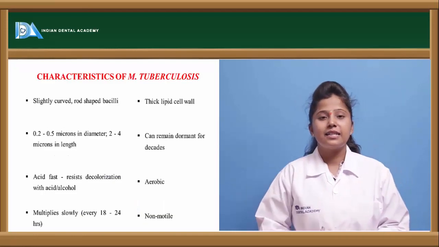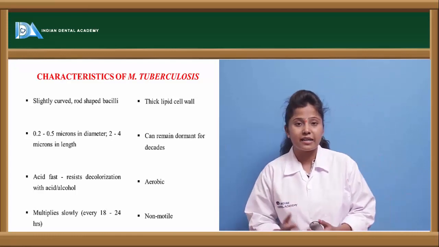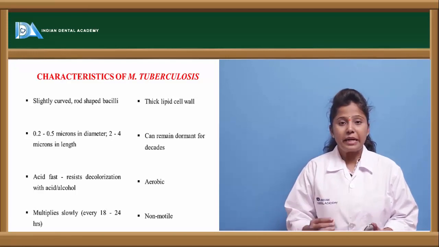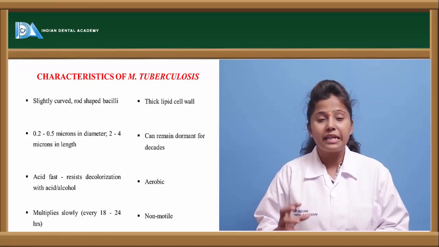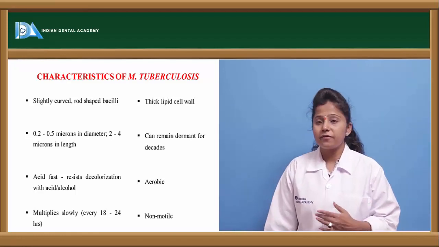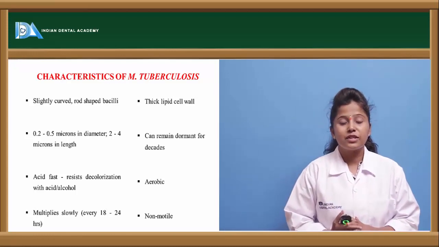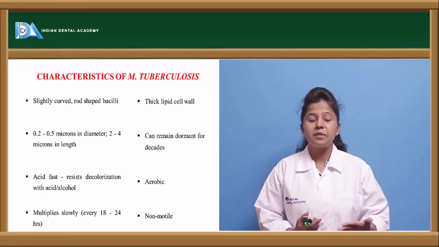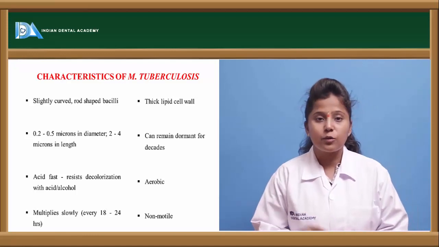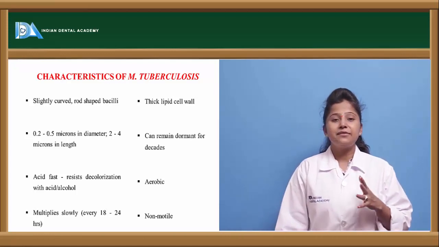Let us see the characteristic features. How does Mycobacterium tuberculosis look, or what are its characteristic features? It has a thick lipid cell wall. The size ranges from almost 0.2 to 0.5 microns in diameter and 2 to 4 microns in length, which is not visible to the naked eye and can be observed only under the microscope. As I told you, it is a rod shaped bacillus, and it is acid fast resistant.